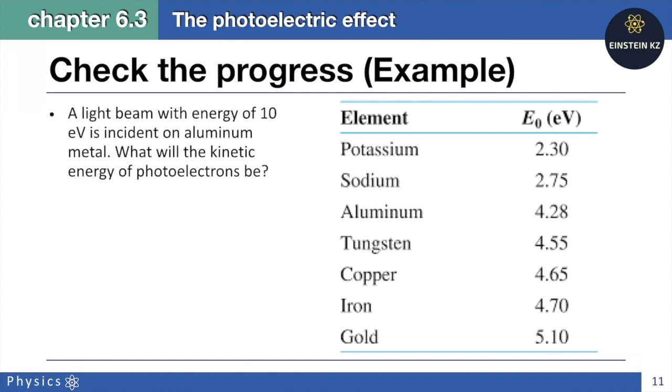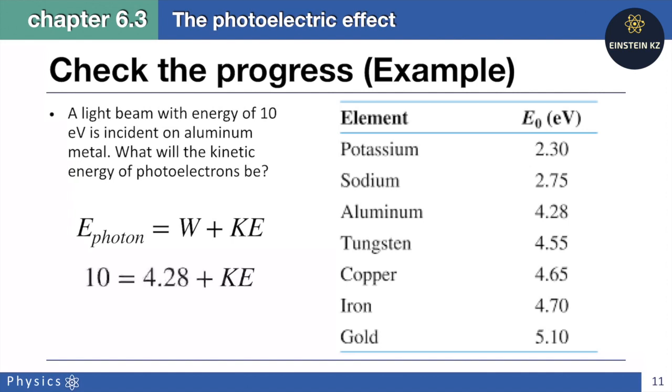The next question is about solving a problem. In order to solve this problem, we have to know the formula, Einstein's equation for the photoelectric effect. So now let's calculate the energy of the photoelectrons. You may press the pause button and try to solve this question. And the answer is 5.72 electron volts. I think the calculation is pretty clear.